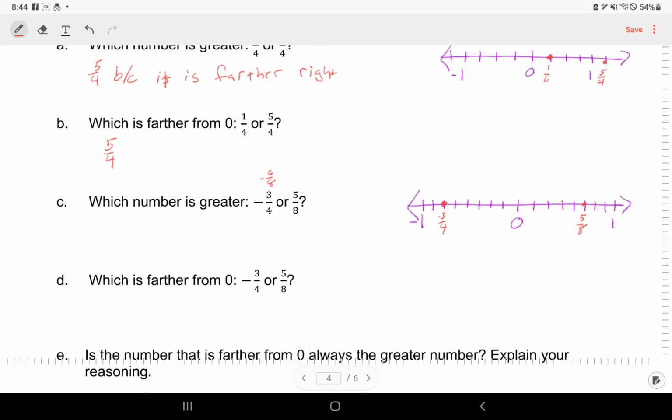And so which number is greater? And so the greater number is 5/8 because it is farther to the right.